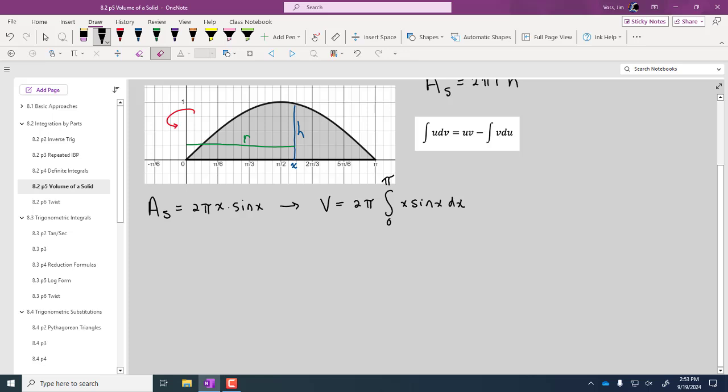Could we use symmetry here and double it and go 0 to pi over 2? Does everyone see why not? These points right here are closer to the axis of rotation. These points are further away from the axis of rotation, so there's going to be more volume out there, because it's rotating all the way around with a bigger radius. These points are closer, so there's no symmetry here that we could use.